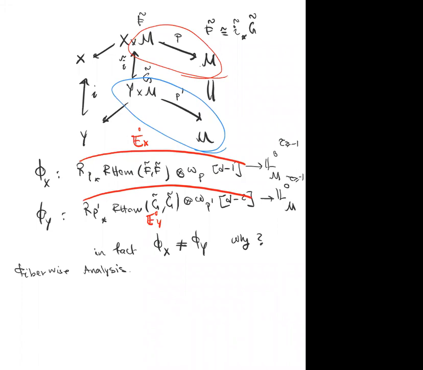Fiber-wise, E dot of X captures self-extensions of F comma F, maybe modulo some twist by the canonical bundle of X. And fiber-wise, E dot of Y captures self-extensions of G, twisted by the canonical bundle of Y. Okay, so let's just see. What I can do is to see how they are different from one another. So what I can do is take one of these sheaves G and push it forward into the ambient variety.